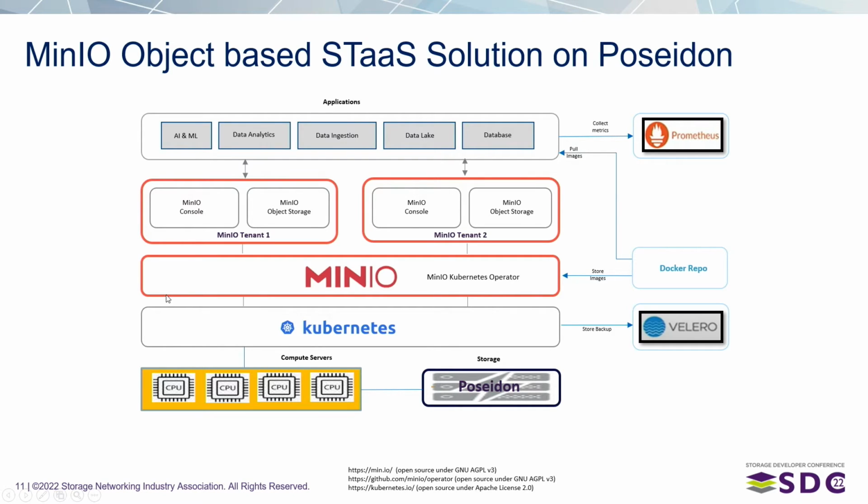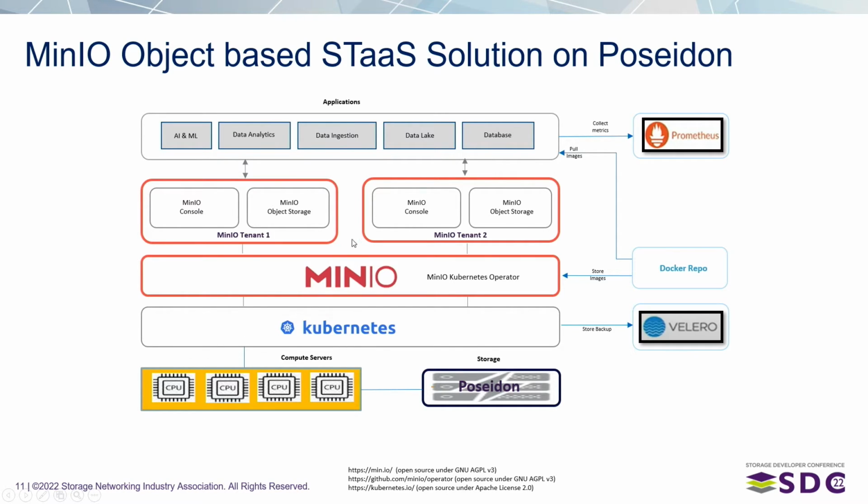We are also making use of the Minio operator, which is basically a Kubernetes plugin to achieve the multi-tenancy. The Minio Kubernetes operator plugin simplifies the deployment and management of Minio object storage on Kubernetes. It is mainly responsible for creating multiple tenants and their management. Minio also provides a Minio console, which is a very simple and intuitive web interface for creating a Minio tenant.